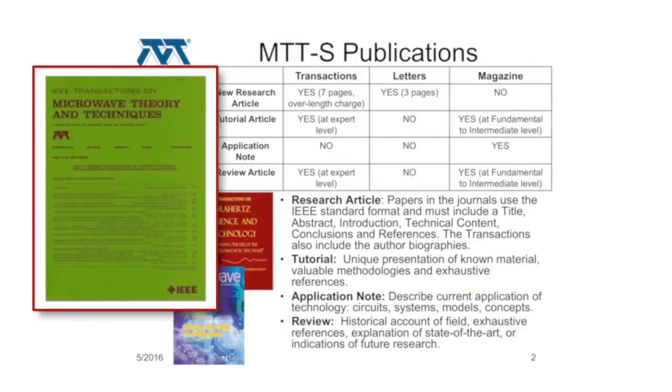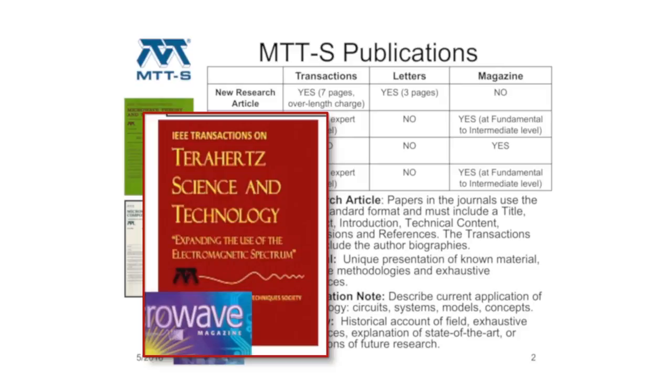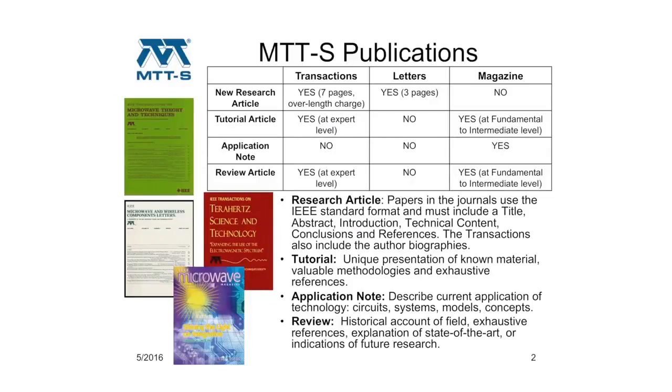In our society, this is our oldest journal, the Transactions on Microwave Theory and Techniques. It dates back to the mid-1950s. Very prestigious journal. This other one is the Transactions on Terahertz Science and Technology. It's new, it's 5 years old. Those two journals typically publish longer papers, 4 pages and longer. The letters are 3 pages and less. That is the only difference between those journals, the length of the paper.